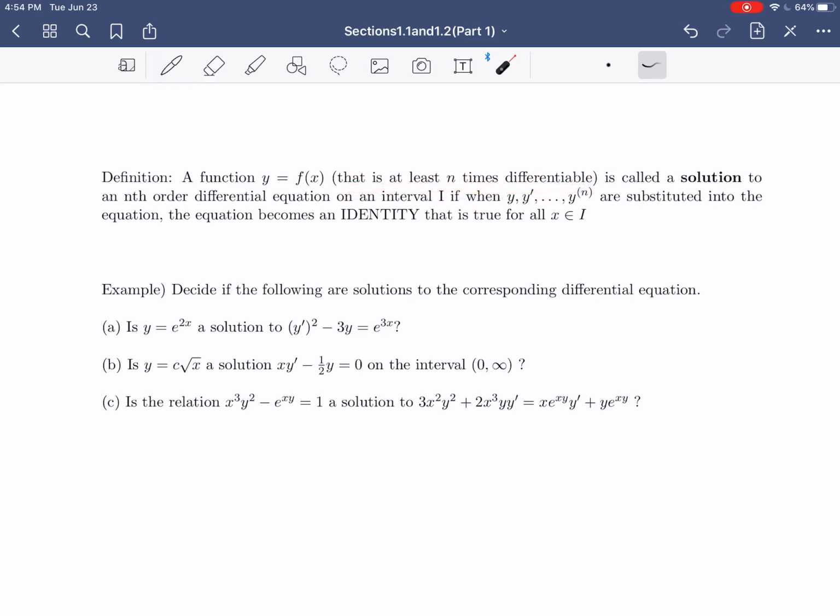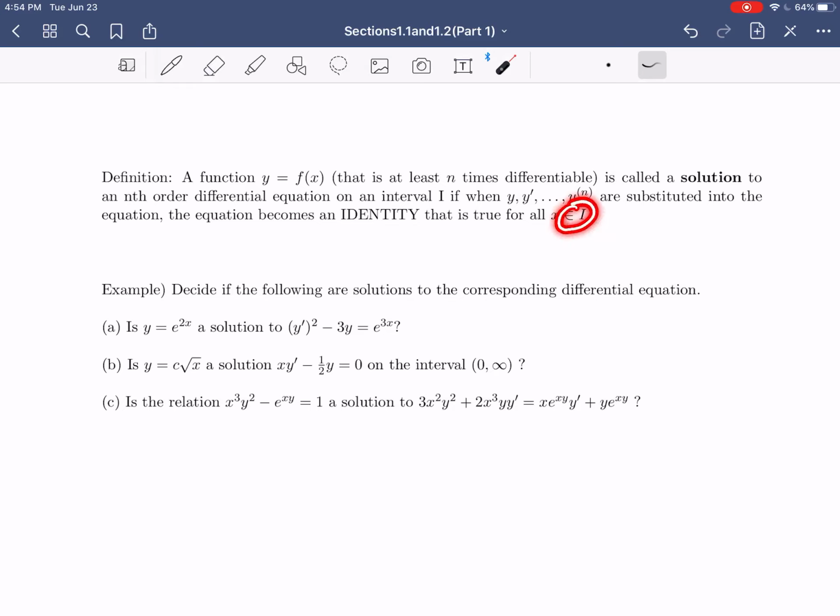Why is that? Well, if it's going to be an nth order differential equation, then it's going to involve the nth derivative. So you better make sure that you can actually differentiate your function n times. We call it a solution to an nth order differential equation on some interval I if, when you substitute y, y prime, all the way down to the nth derivative of y into the equation, it becomes an identity that is true for all x in I.